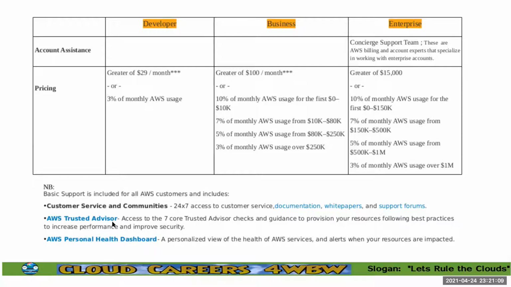And then AWS Trusted Advisor also gives you 7 core checks and a personalized health dashboard. So for everyone that registered on AWS, you all receive the basic support. That's why you can access documentation, white papers. And if you want to access support forums, you can go there. And if you are running some things and you have questions, you can always post there as well.